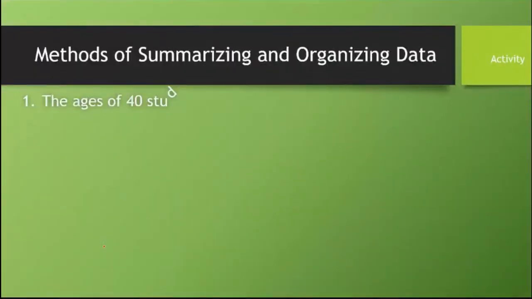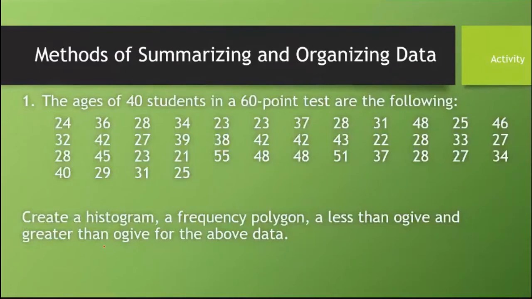So let's have this example. The ages of 40 students in a 60-point test are the following. You have here the different data. Then our task is to make a histogram, frequency polygon, and a less than and greater than ogive.